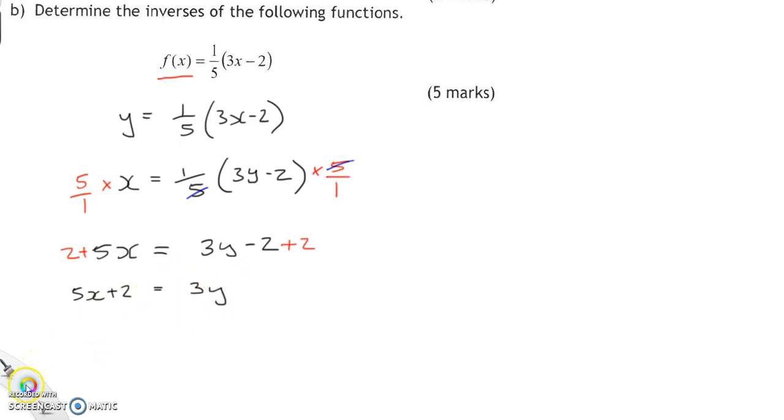And now, remember we want y on its own, so I'll divide both sides by 3. Divide all across here by 3. The 3's will cancel here, so y equals that stuff there. I can just write the y here on the left. Y equals 5x plus 2 over 3. And that's it, solved for y.